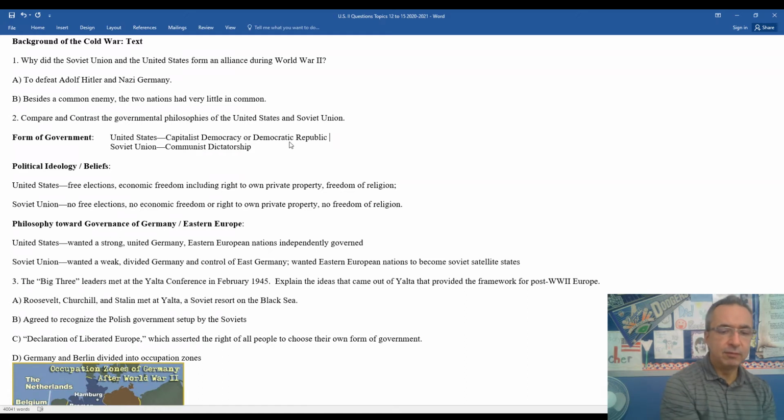Philosophy towards governments of Germany and Eastern Europe after World War II. The United States wanted a strong, united Germany, and Eastern European nations independently governed with independent and free elections. The Soviet Union wanted a weak, divided Germany, control of East Germany, and wanted Eastern Europe to be Soviet satellite states.